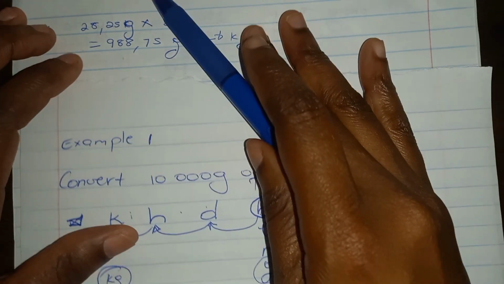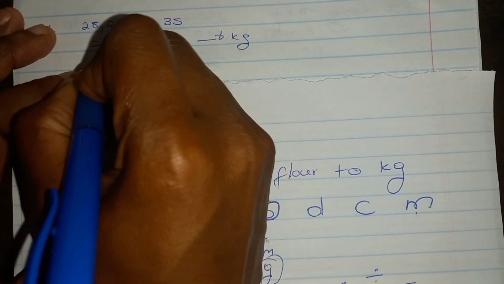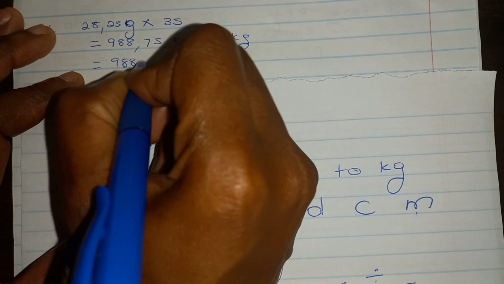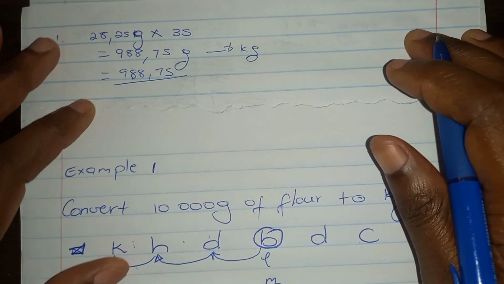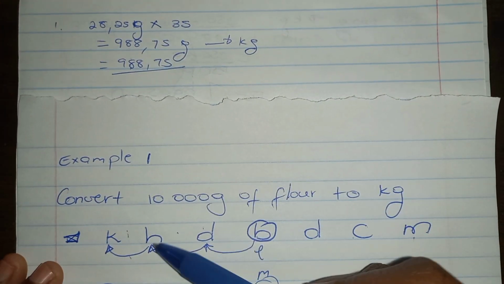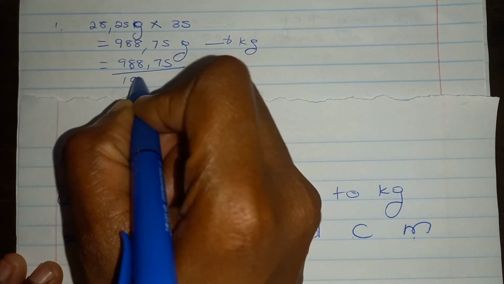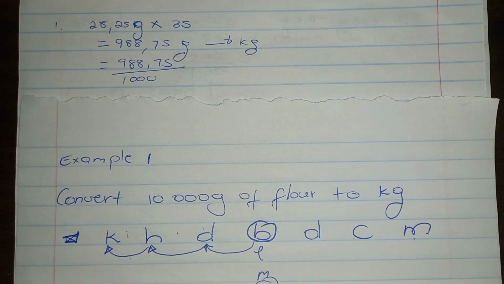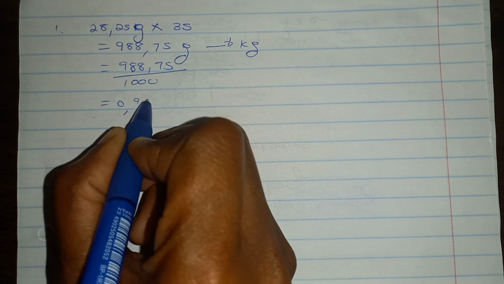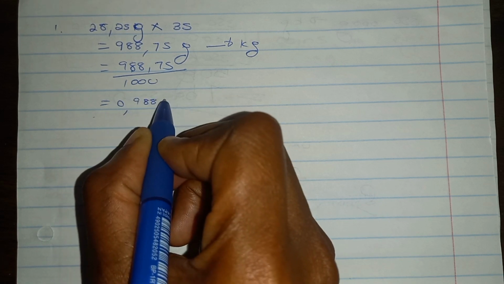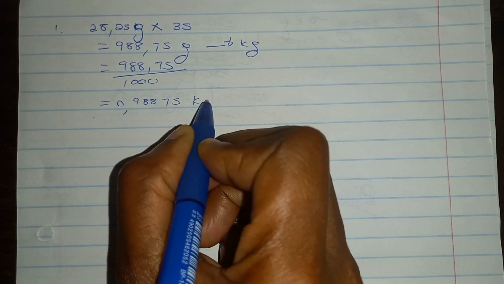I already know that my answer is going to be divided. 988.75 divided by, let's find out how many zeros: 1, 2, 3. It's divided by 1000, which is 3 zeros. That gives 0.98875 kilograms.